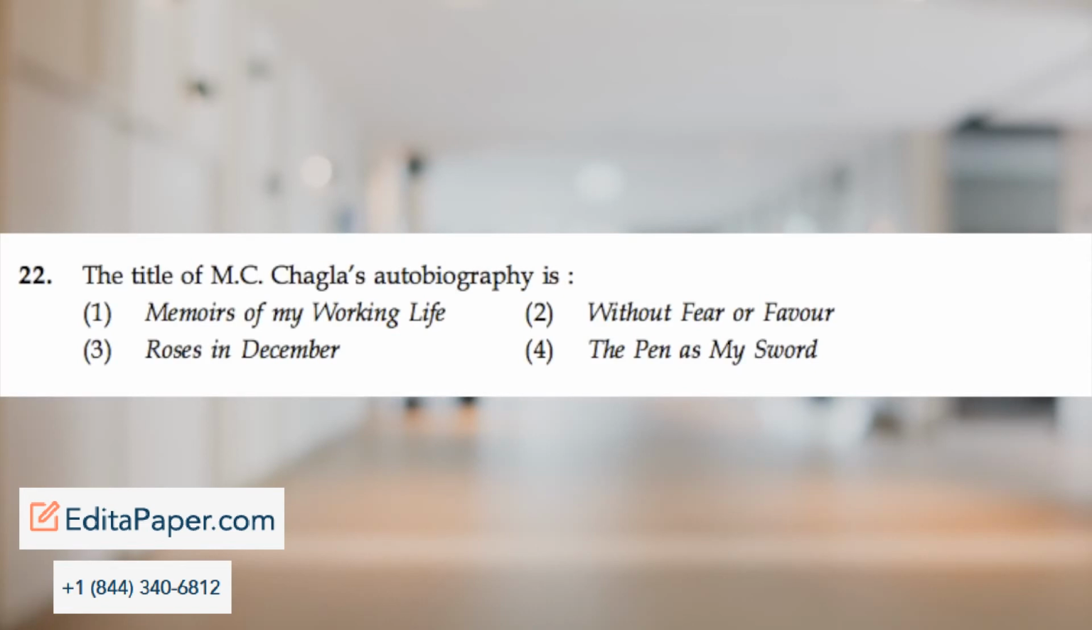Remember, Memoirs of My Working Life is actually the autobiography of M. Visvesvaraya, the famous engineer. The option 2, Without Fear or Favour, is actually the autobiography of hockey player Joginder Singh, also known as Gindi. And The Pen as My Sword is the autobiography of the great journalist K. Rama Rao. That's how you have to go for these things. Make sure you remember them.